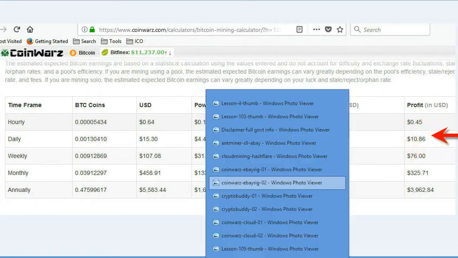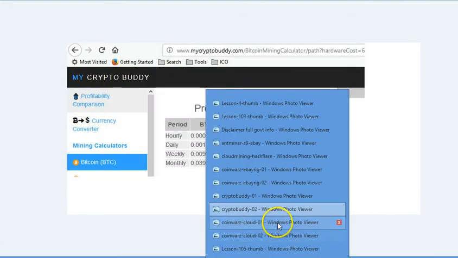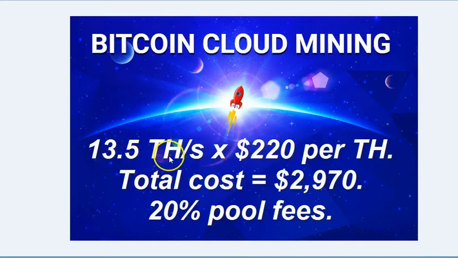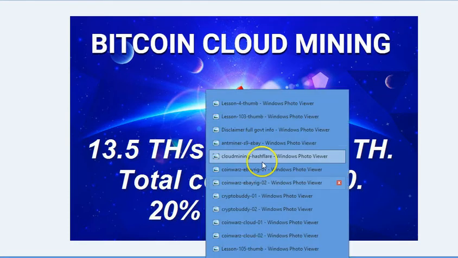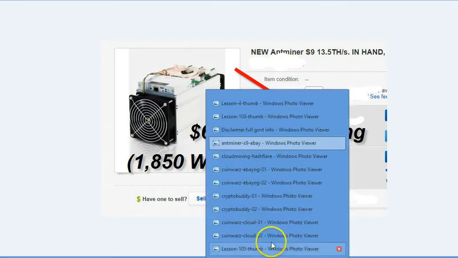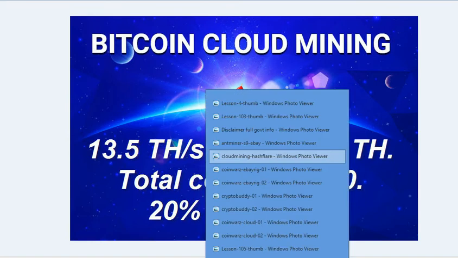Okay, so going back to cryptobuddy.com right there, 1086. Now let's calculate what it would be like to have 13.5 terahash per second hashing power using a cloud mining contract, as opposed to buying your own rig. This time you buy a contract from a provider. We're now comparing your own rig, the Antminer S9 with 13.5 terahash, to a cloud mining contract with the same hashing power. So let's calculate that one and see how it looks.